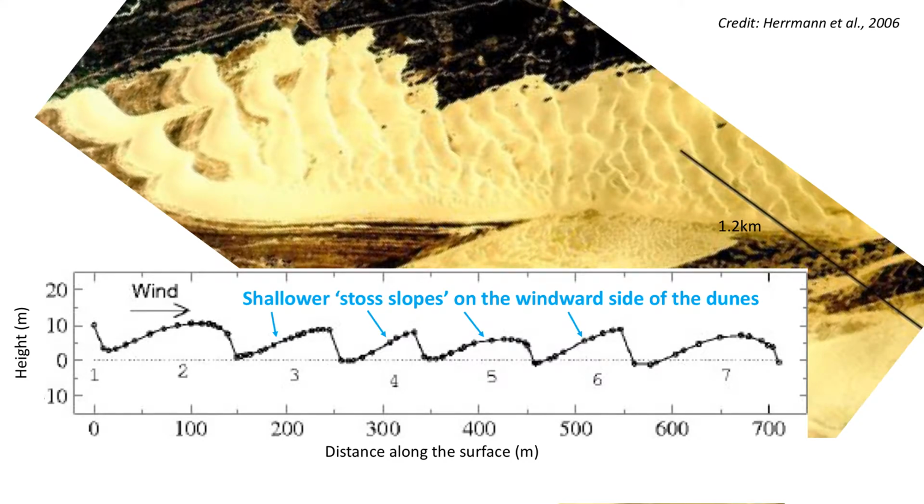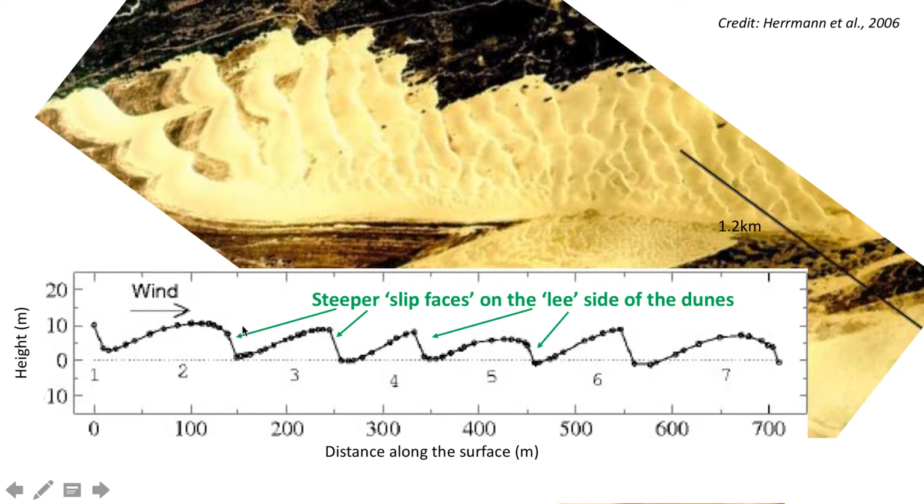So this is looking at some height measurements that were made of dunes in that Brazilian coastal dune field. And you can see that as you go along, there are these shallower slopes on one side, and then on the other side, there are these steep slopes. And so again, that's a classic sign of a transverse dune.